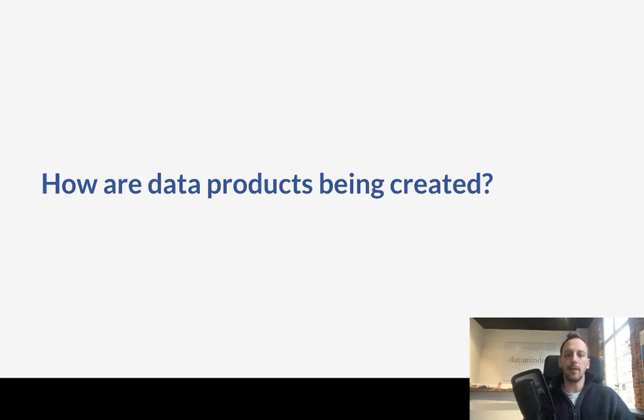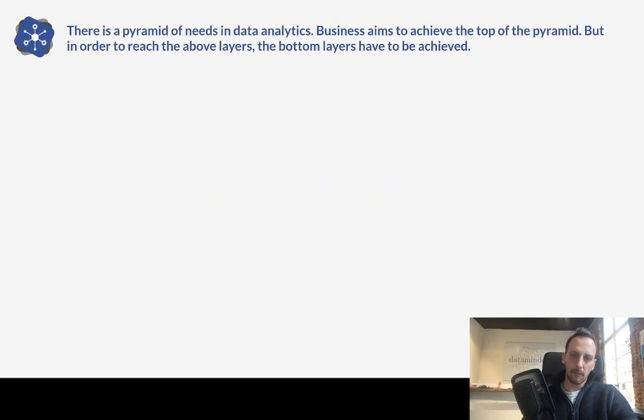And now let's zoom into how these data products are being created. If you take a big picture here, I think there is a pyramid of need in data analytics. Businesses aim to achieve the top of the pyramid, but in order to reach the top, you need to satisfy the layers below. It's a bit analogous to the Maslow pyramid of needs, where on the top everybody wants self-actualization. But in order to get to self-actualization, you need to have a sense of belonging first, and food and shelter and all of these things.